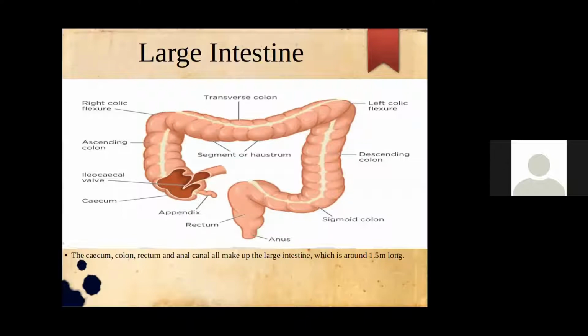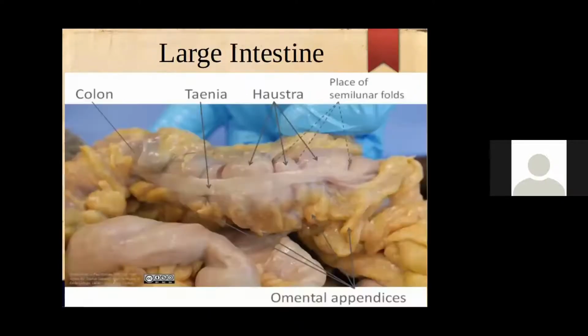If I say large intestine, what I mean by that is it consists of cecum, colon, rectum, and anal canal, and it is usually around 1.5 meters long. There are unique features for the large intestine, which let us differentiate whether this is large intestine or small bowel. The first unique feature is tinea, the second one is the haustrations, and the third one is omental appendices or epiploic appendices.